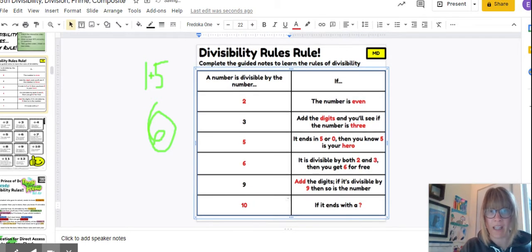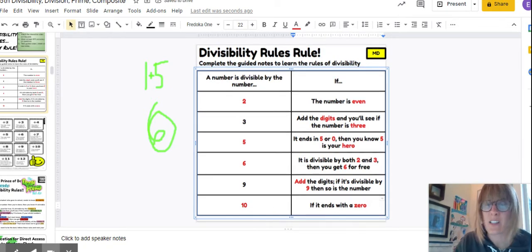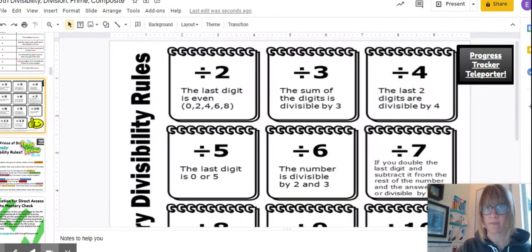What about the number 10? If it ends with a 0, then it is divisible by 10. Well, does 15 end with a 0? No. So it is not divisible by 10.